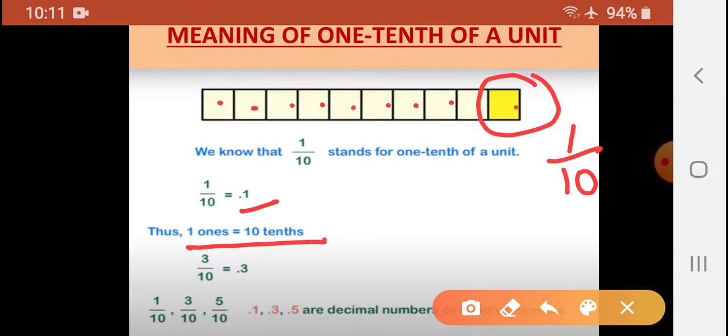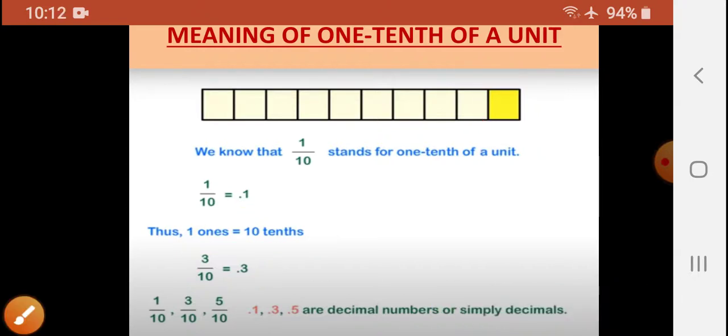Now children, how do you write 3/10 using a decimal point? Yes, it is written as 0.3. 1/10, 3/10, 5/10 are decimal fractions and 0.1, 0.3, 0.5 are decimal numbers, or simply decimals.